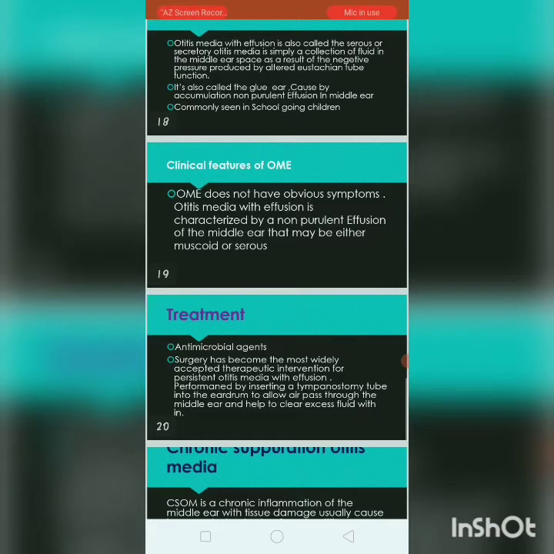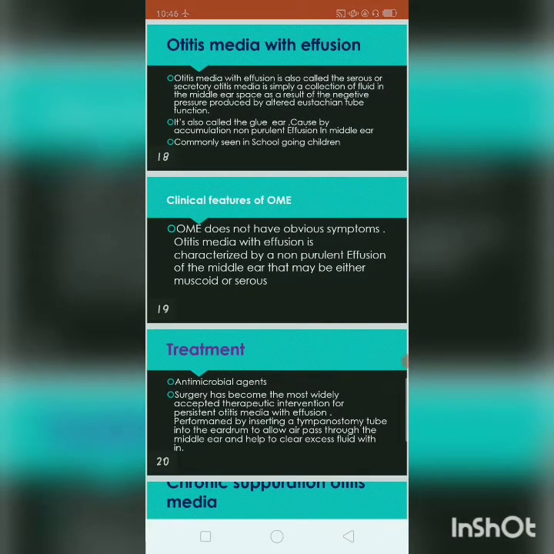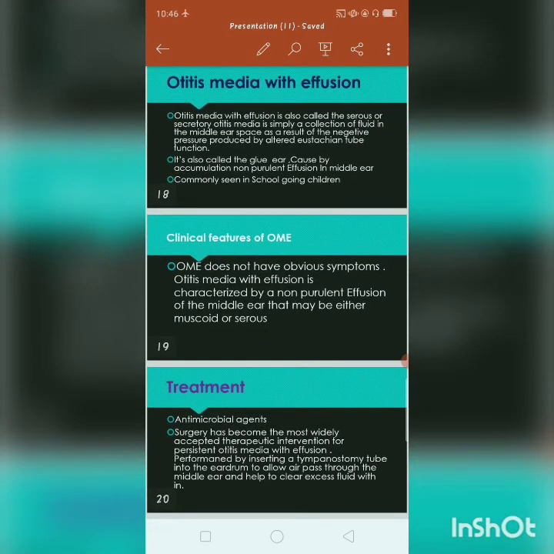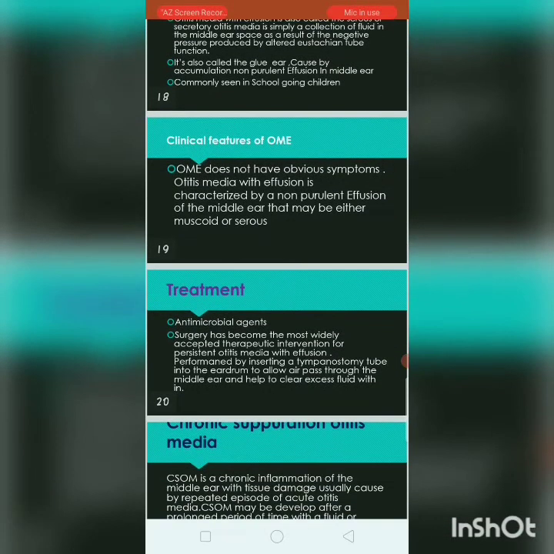Next, the clinical features of otitis media with effusion. Otitis media with effusion does not have obvious symptoms. It is characterized by a non-purulent effusion of the middle ear that may be either mucoid or serous.